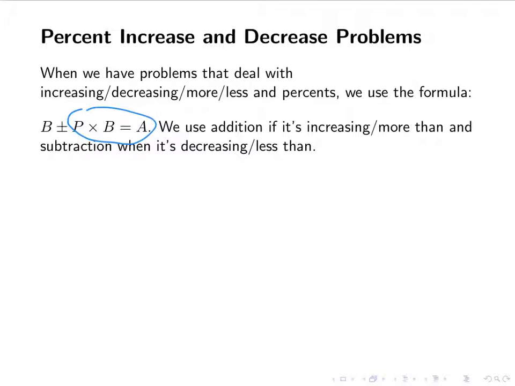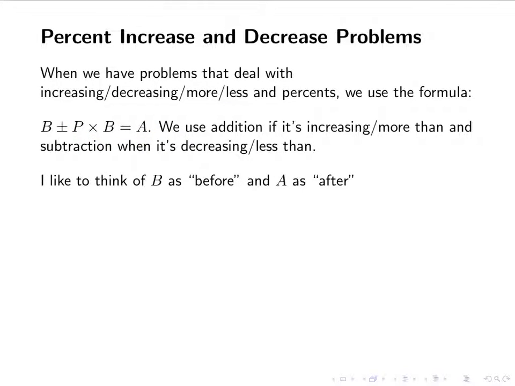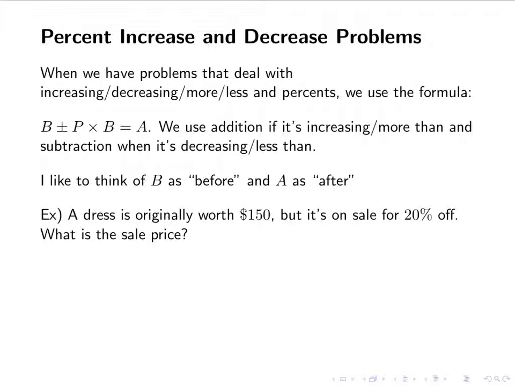to get a. I like to think of b as before and a as after, as opposed to base and amount in these problems, because sometimes it can be a little harder to determine which one's b and which one's a. So as an example, a dress is originally worth $150, but it's on sale for 20% off. What is the sale price?